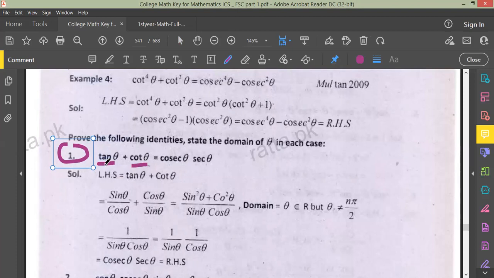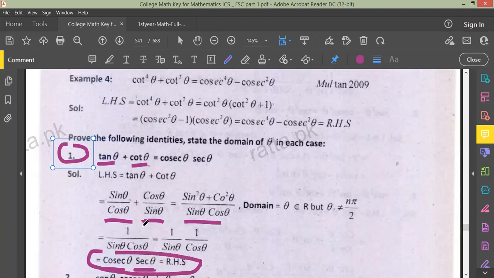So this is the left hand side of this question. Taking the left hand side, which is tan theta plus cot theta. We know tan theta is equal to sine over cos theta, and cot theta is equal to cos over sine. After taking LCM, which is sine theta cos theta, this will be equal to sine square theta plus cos square theta. We know that sine square theta plus cos square theta is equal to 1. So this will be equal to 1 over sine theta cos theta. 1 over sine is equal to cosecant, and similarly 1 over cos is secant. So our right hand side is achieved. Left hand side is equal to right hand side. This is the first question of exercise 9.4.